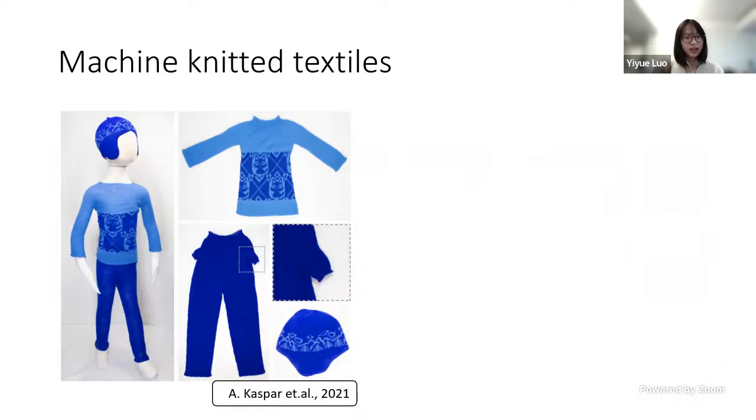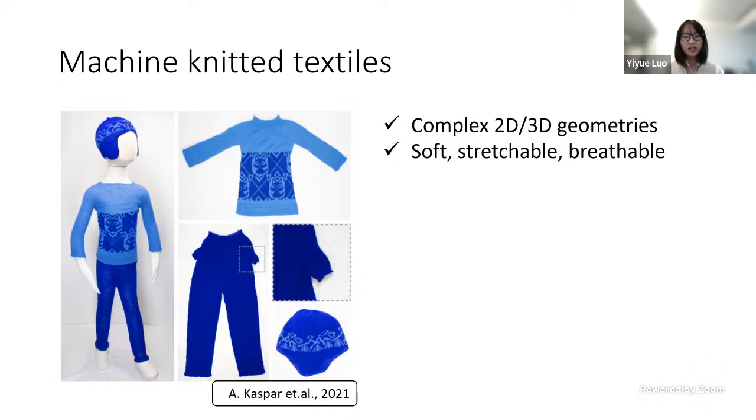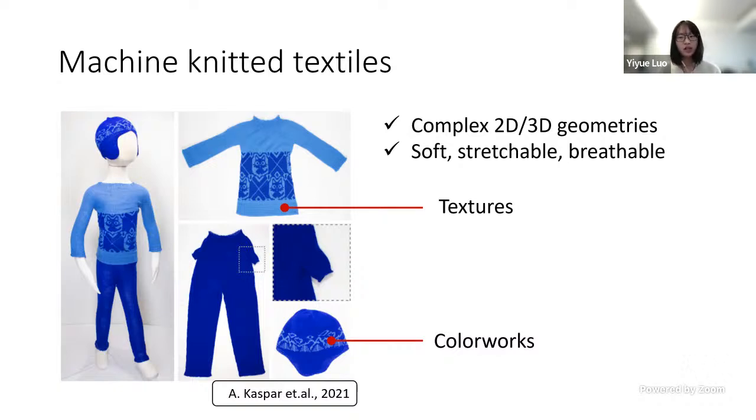Here is a set of digital machine knitted garments designed and fabricated by our lab mate Alex. As you can see, with advancements in various design algorithms, digital machine knitting can directly manufacture wearables with complex 2D shape and 3D geometry, such as a beanie, a sweater, and trousers over here. And the knitted fabric is soft, stretchable, and breathable. With different combinations of the knitting operations, we are able to generate a diverse set of texturing and colorworks in the fabrics as well.